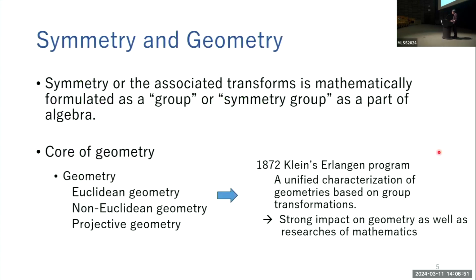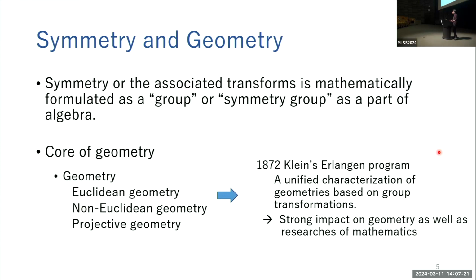Mathematically speaking, this type of symmetry or associated transformation can be formulated as a group or symmetric group, and they are studied in a part of algebra, as you may know. On the other hand, group or symmetry is recognized nowadays as a core of geometry also.